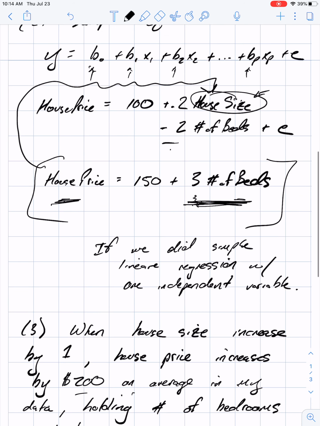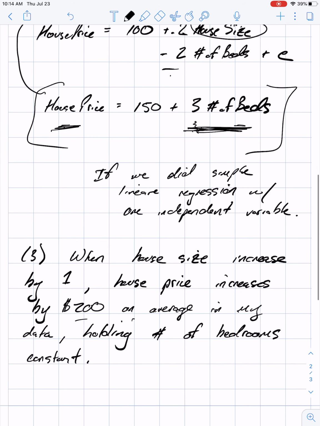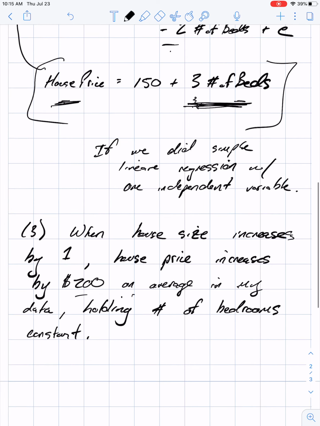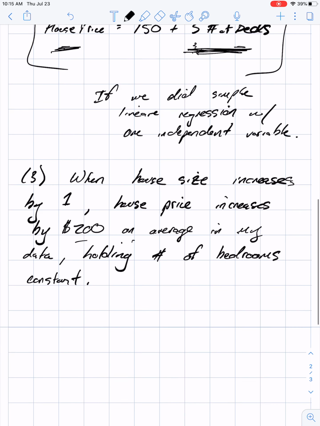That's the slope. It says 0.2 right here. But remember, house price is measured in thousands. 0.2 of 1,000 is 200. That's where that number comes from. When house size increases by 1, house price increases by $200 on average in my data, holding number of bedrooms constant. Notice that is exactly the same slope interpretation we did before with one additional thing. This last phrase right here, holding number of bedrooms constant.